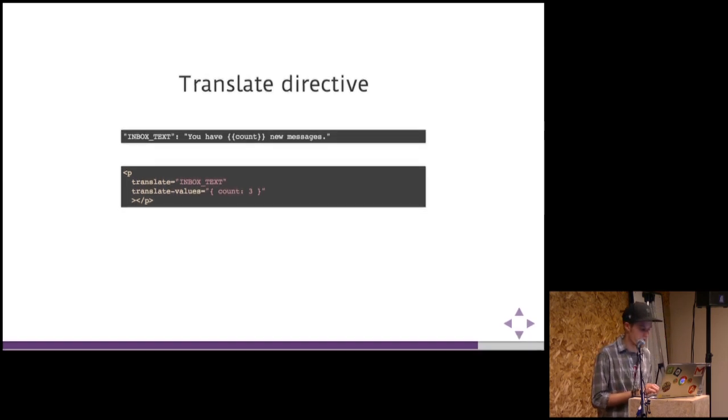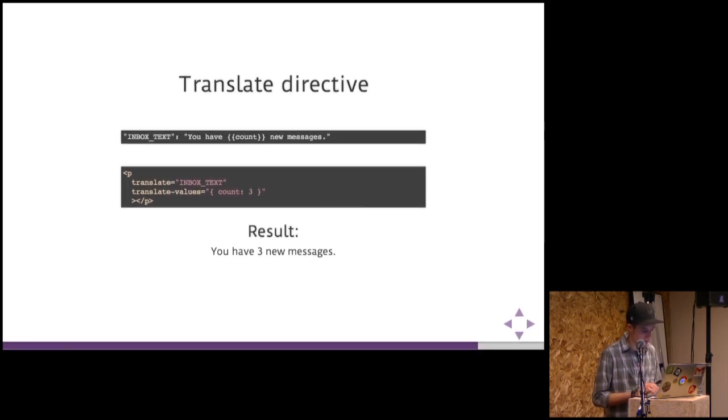If you use the translate directive, there's also an attribute called translate values right here. And you can pass in either an AngularJS expression, which gets evaluated behind the scenes, or you can also put in an interpolation directive. So if something's dynamic, you can also do something like these double curly braces and then an identifier from a property on scope. And you can also pass in a string, which gets then passed first and then evaluated. So the result in that case would be you have 3 new messages.